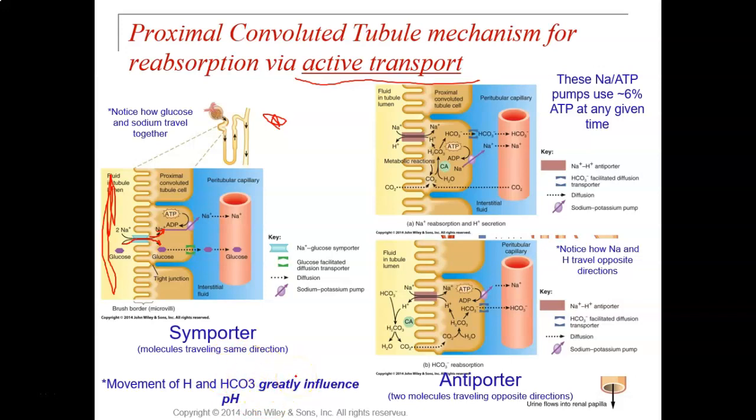We're going to talk about that. Over here, we talk about the movements of hydrogen and the movements of bicarb. That's what can influence the actual pH of the blood. Remember, pH is 1 to 14. Neutral is 7. Anything that way is acidic, and anything that way is basic.